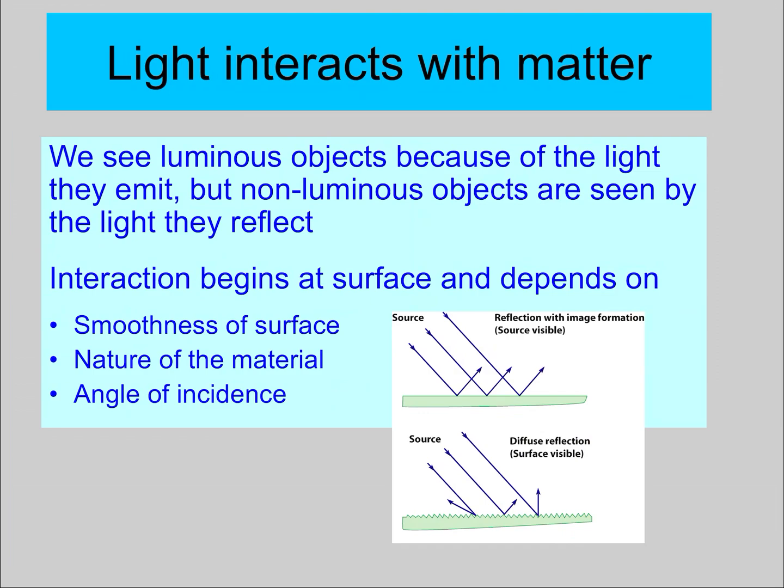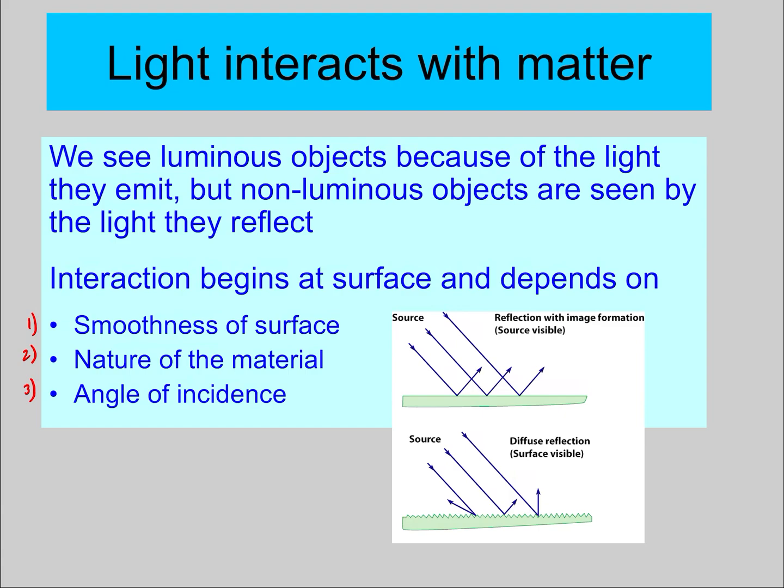Now, we see luminous objects because of the light they emit, but non-luminous objects are going to be seen by the light they reflect. So it's important to know that there's a difference between those two. Luminous objects are visible because they emit light. Non-luminous objects are going to be visible because they reflect light. Now, what happens at the surface between the light and the object is going to depend on about three factors. One is the smoothness, the second is the nature, and the third is the angle.